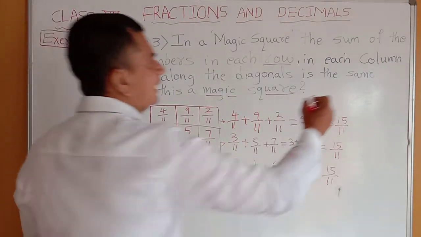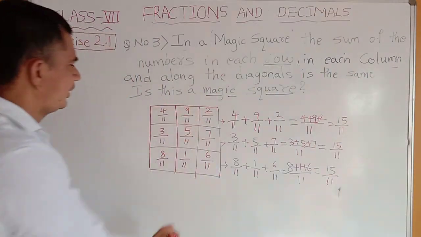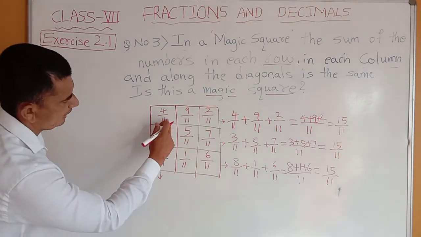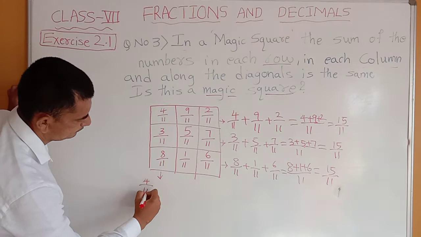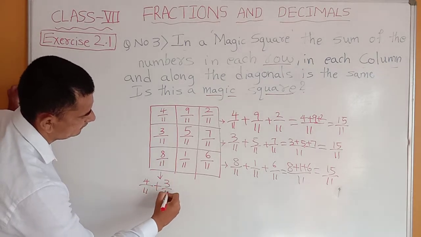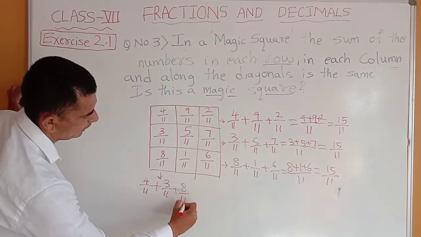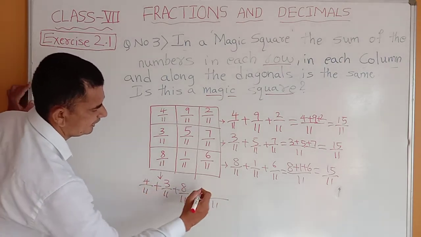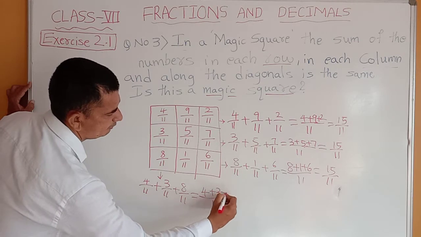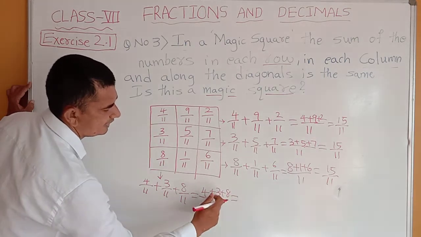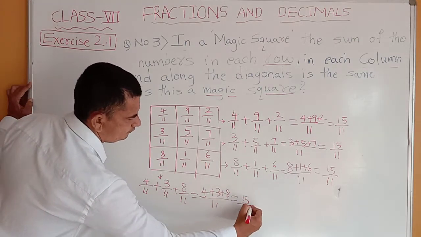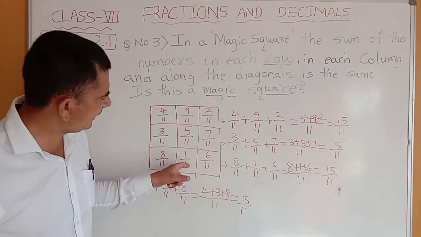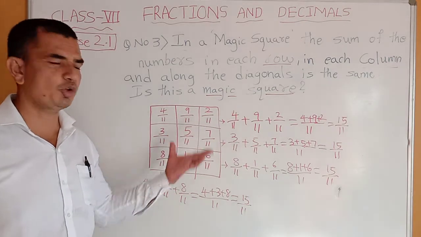Next we have to check the columns. So for a column we have to check like this: 4 by 11 plus 3 by 11 plus 8 by 11. So the LCM is 11. 4 plus 3 plus 8. 4 plus 3, 7, 7 plus 8, 15. Like this you check the next two columns, because it is very simple, so I am not doing all of it.